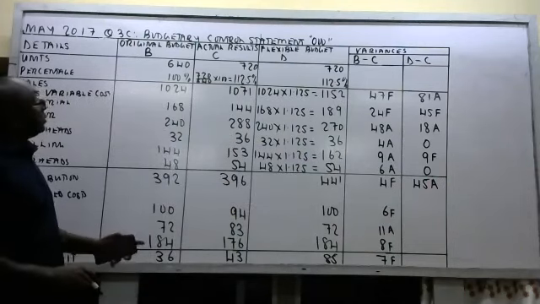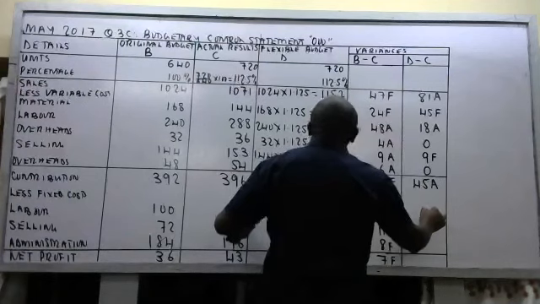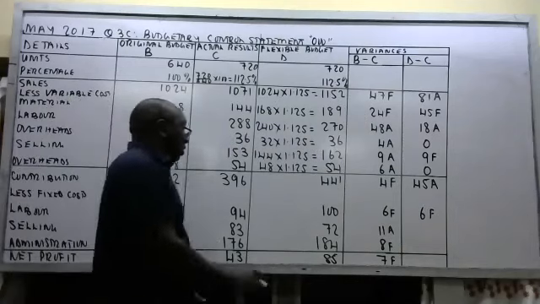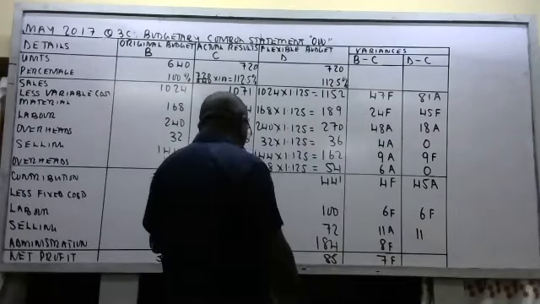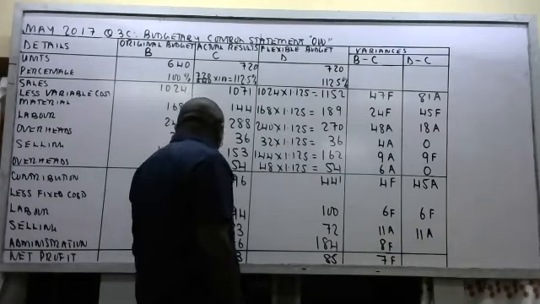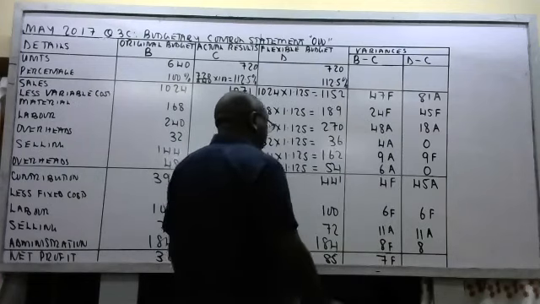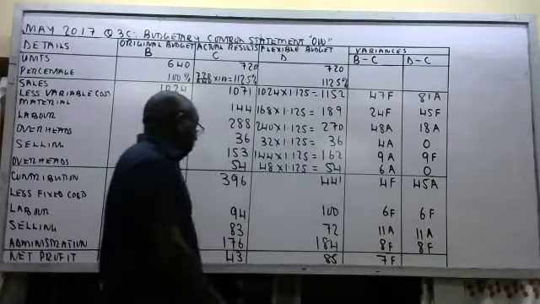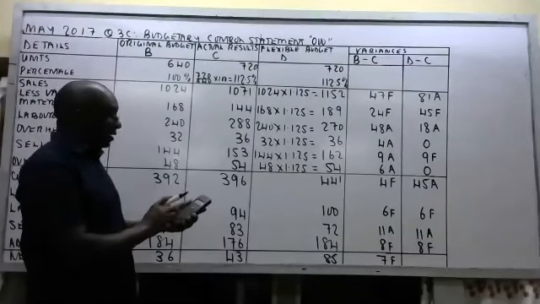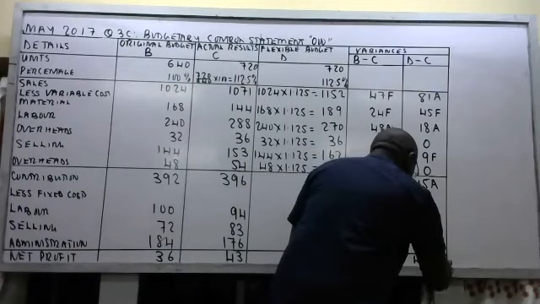Then for the fixed, this is 6, which is adverse. No. It's favorable. We spent less. This is also 11, and it is adverse. We spent more. This is also 8, and it is favorable. We spent less. So plus 6 minus 11 plus 8 is 42. Adverse.